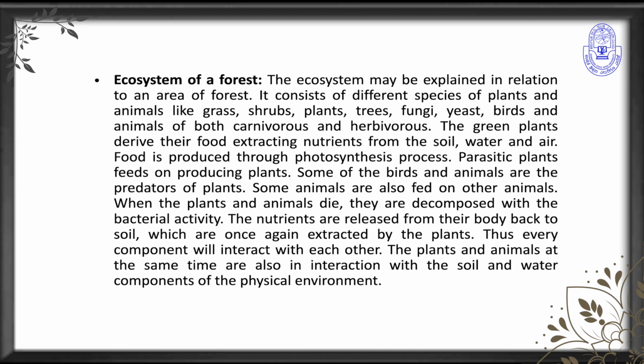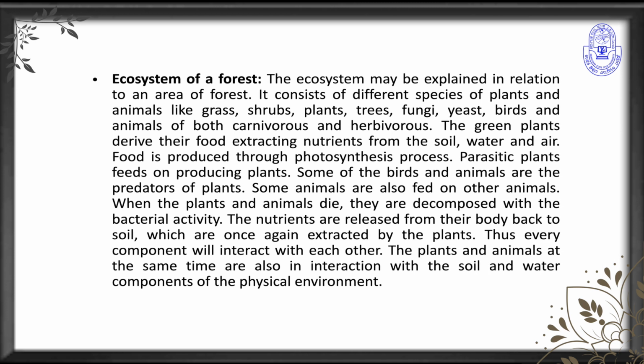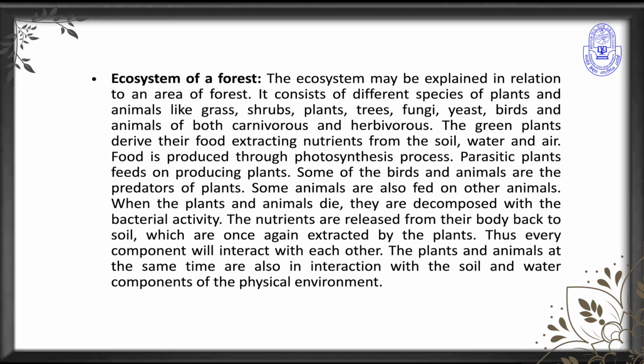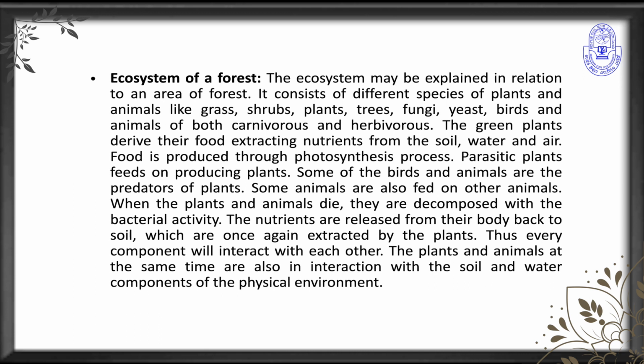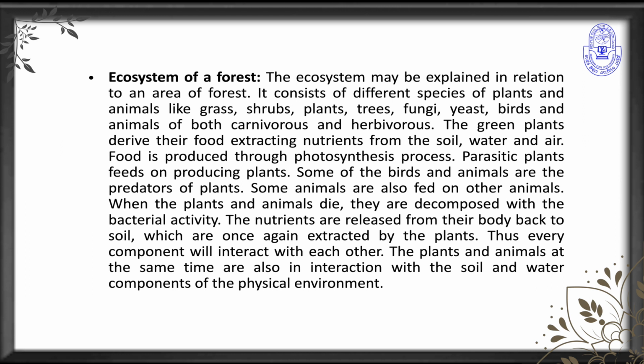Ecosystem of a forest. The ecosystem may be explained in relation to an area of forest. It consists of different species of plants and animals like grass, shrubs, plants, trees, fungi, yeast, birds, and animals of both carnivores and herbivores. The green plants derive their food extracting nutrients from the soil, water, and air. Food is produced through photosynthesis process.